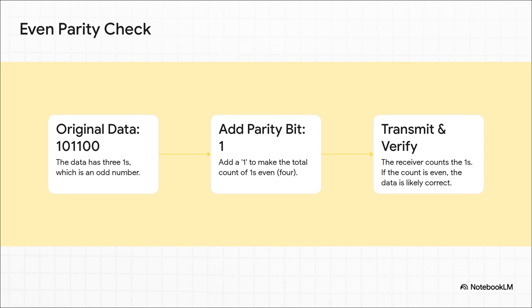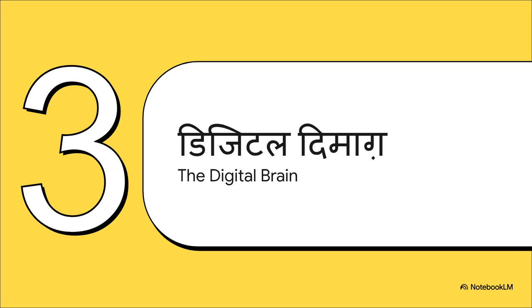If the count is odd, it knows something went wrong, and it can ask for the data to be sent again. Pretty clever, right? Okay, so we can represent pretty much any information, and we can send it safely. But how does a computer actually do anything with it? How does it make a decision? To understand that, we have to look inside the digital brain.